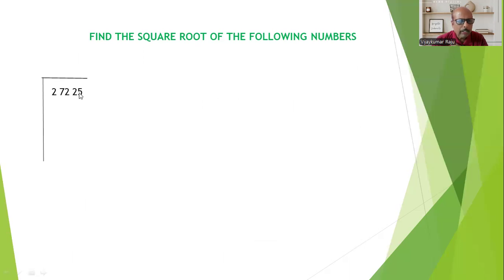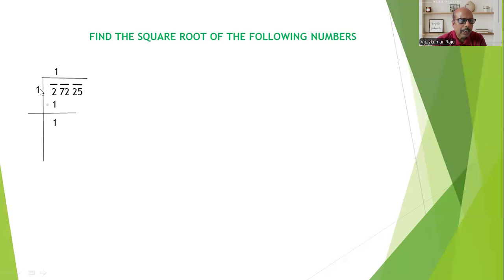27,225. Okay. So first, starting from your unit place, you have to make a pair. When you're making a pair, the first pair is this. Then this is your second pair. And you are left with a single digit. Right, that's it. First number is 2. So 1 ones are 1, 2 twos are 4. It becomes 4, this is bigger. So we just go for 1. 1 ones are 1. Subtract.